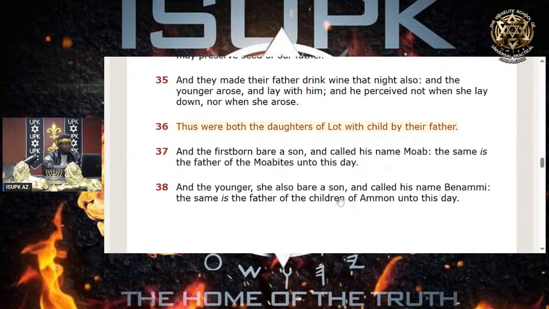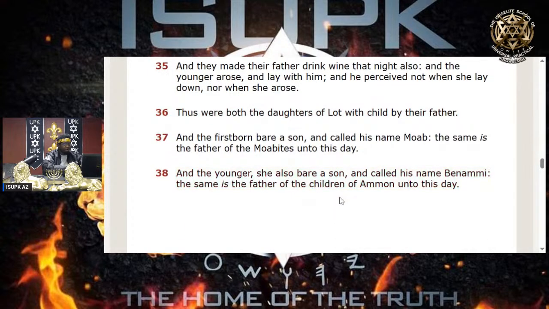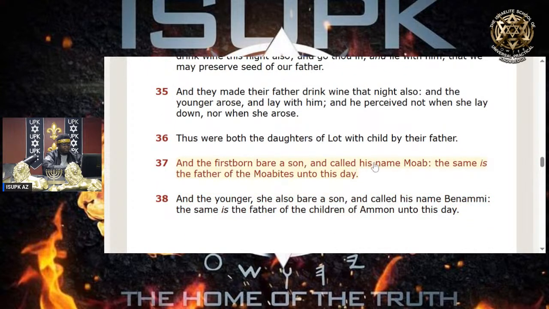Verse 37. And the firstborn bare a son, and called his name Moab, the same as the father of the Moabites unto this day. And the younger, she also bears a son, and called his name Ben-Ami. The same is the father of the children of Ammon unto this day.